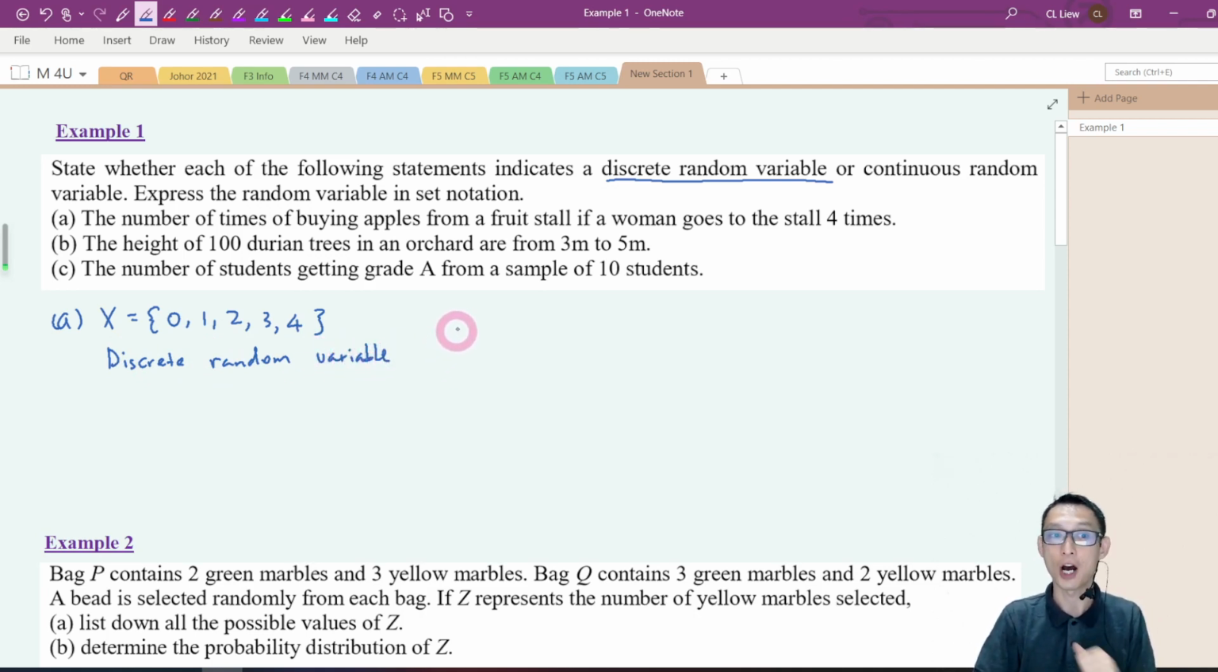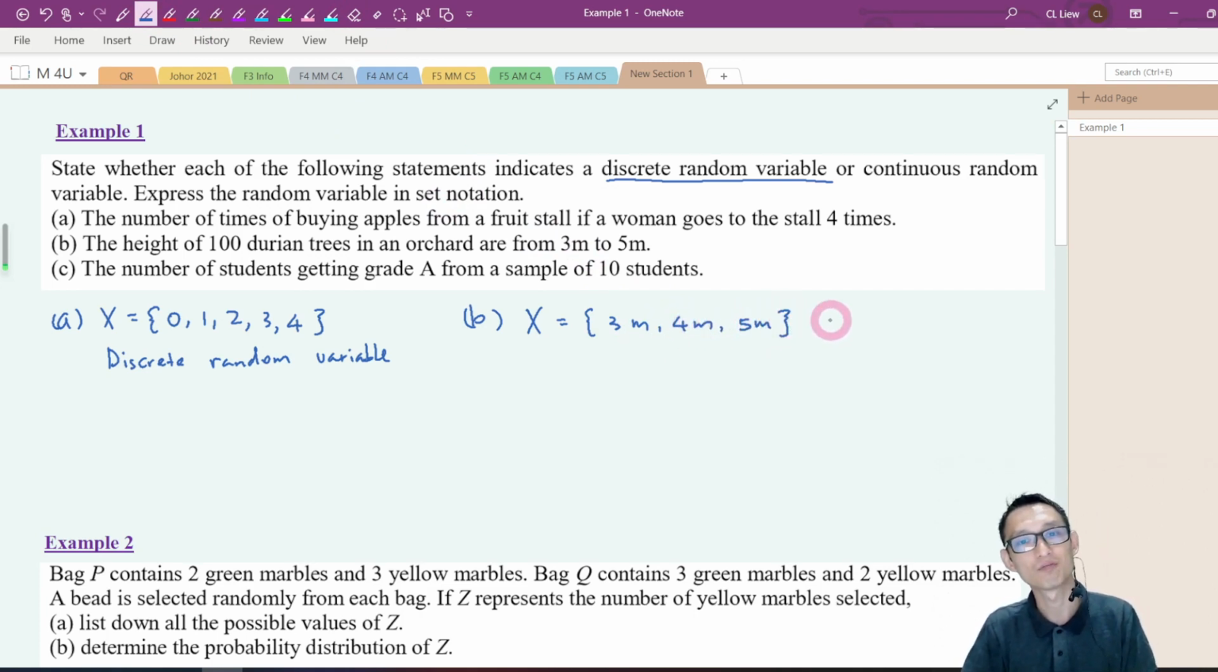Okay, now how about B? The height of 100 durian trees in an orchard are from 3 meters to 5 meters. Can I write like this? Let's say X represents the height of the tree. For example, 3, 4. Okay, let me write together with the unit. 3 meters, 4 meters, and 5 meters.